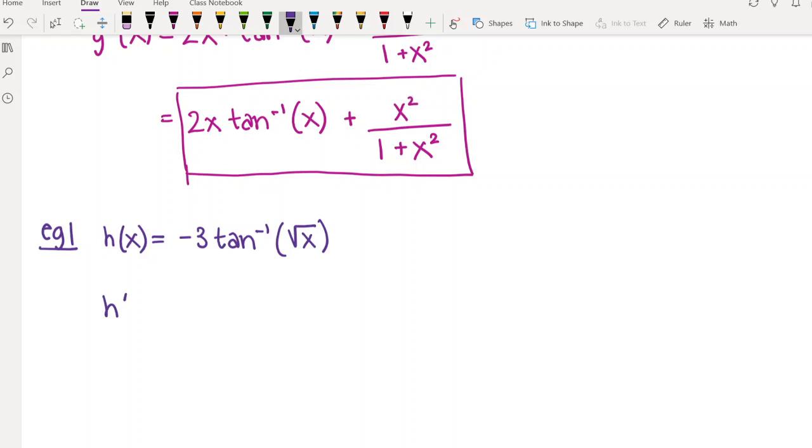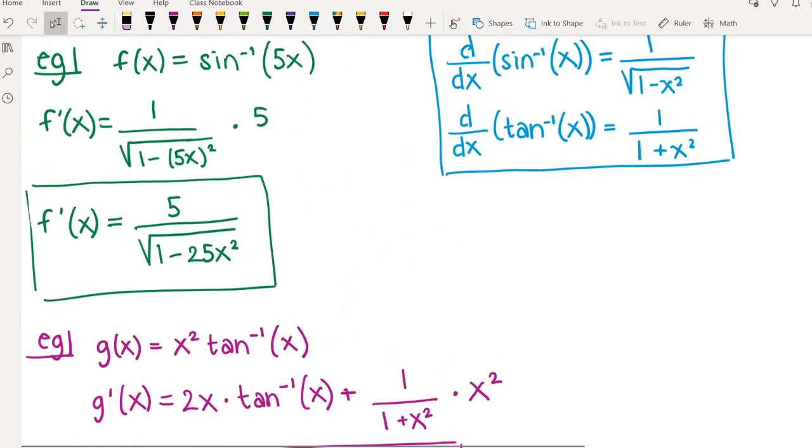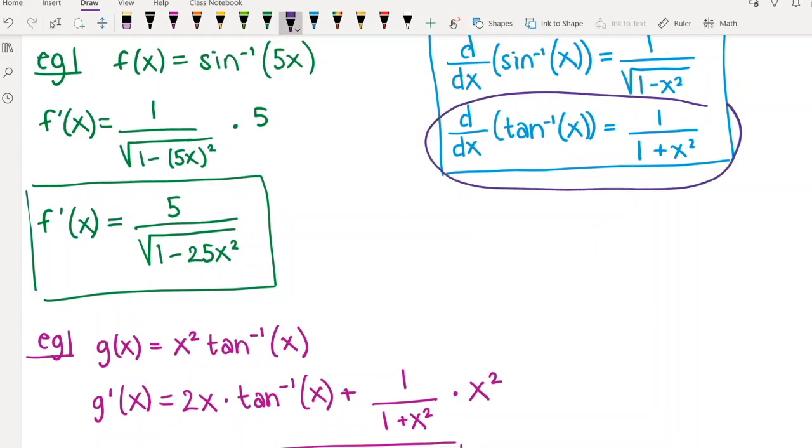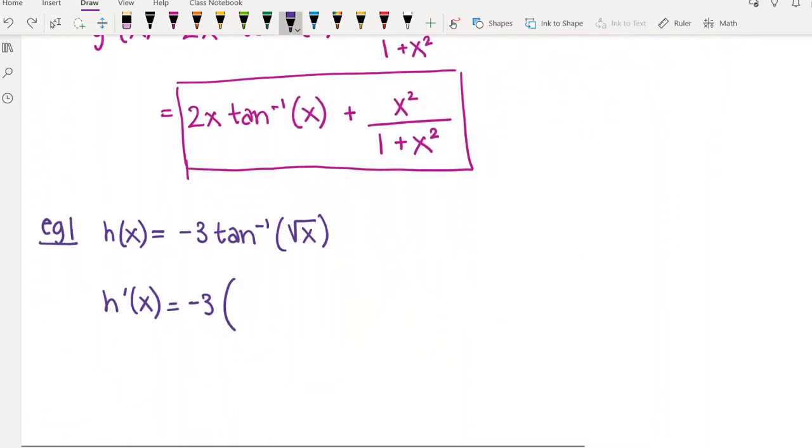So we can say -3 times, and then we'll deal with whatever's going on with inverse tangent. For the inverse tangent part, we have to use the chain rule, right? Because it's not just inverse tangent of x, it's inverse tangent of square root of x. So the first part of the derivative is going to use this inverse tangent derivative here, but we're going to replace x with square root of x. So instead of 1 over 1 plus x squared, it'll be 1 over 1 plus square root of x squared.